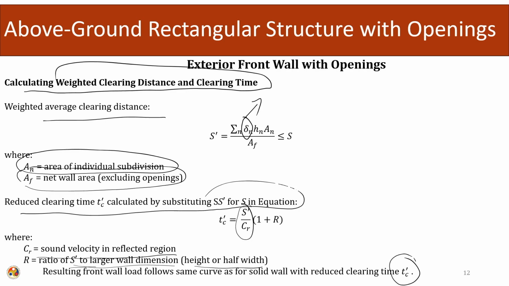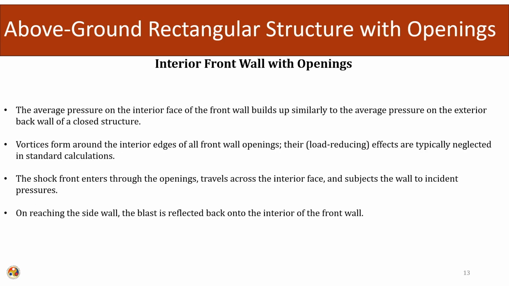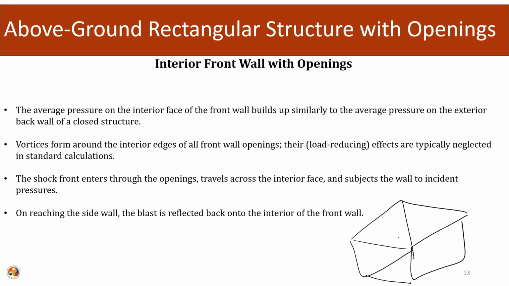So, continuing ahead. The effect on the interior front wall with openings. The average pressure on the interior face of the front wall builds up similarly to the average pressure on the exterior back wall of a closed structure. What does it mean? The average pressure on the interior face of a front wall, if this is the front wall, no opening, and this is the structure with opening. Let us say this is the opening.